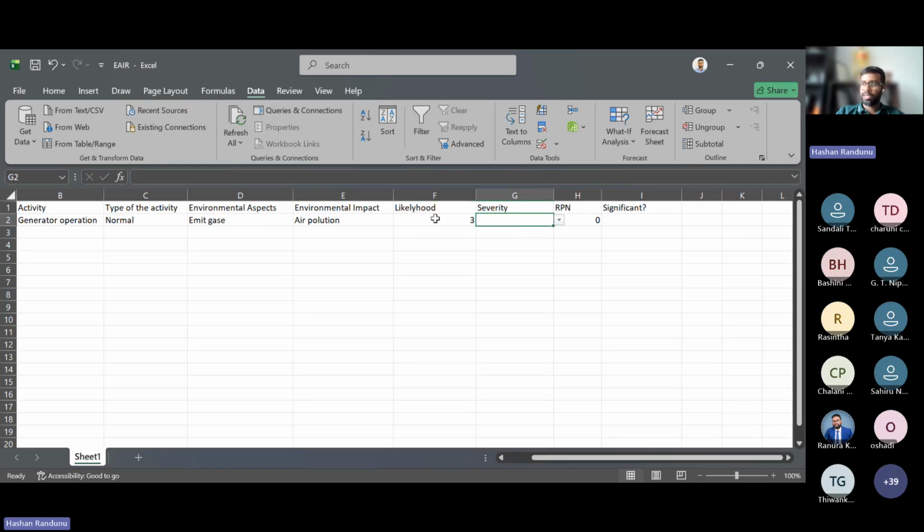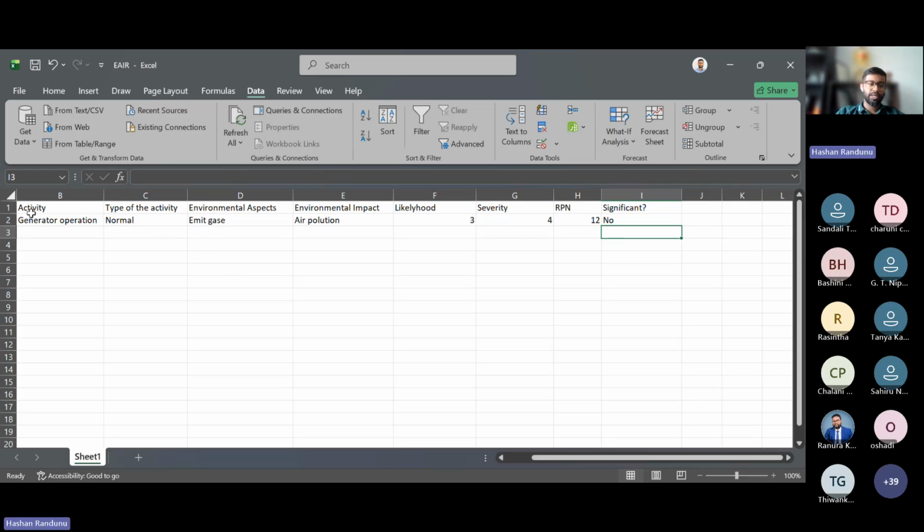But when we are doing a serious environmental aspect impact study, you need to provide specific instructions and guidelines for this rating criteria, right? And the severity of this air pollution, let's say if we rate as four, so RPN is 12, then this is not a significant environmental aspect, right?